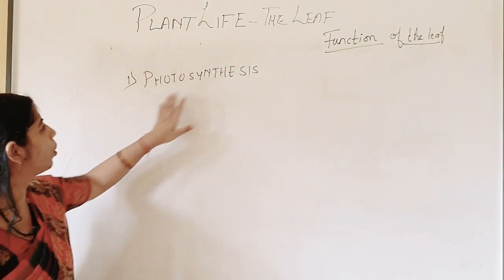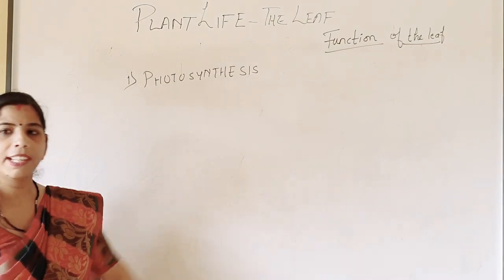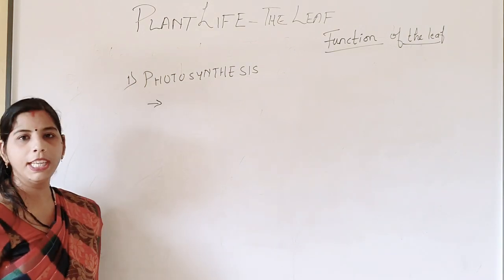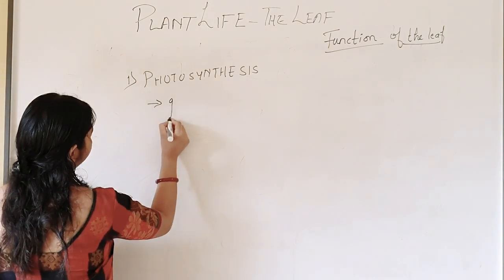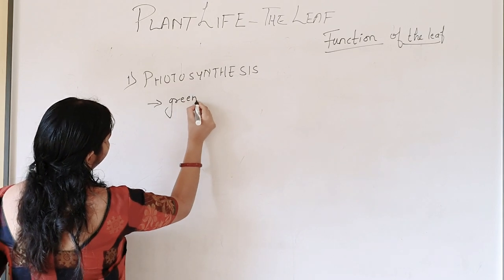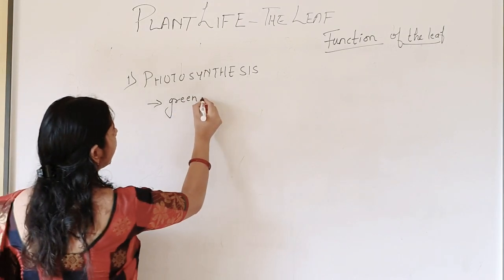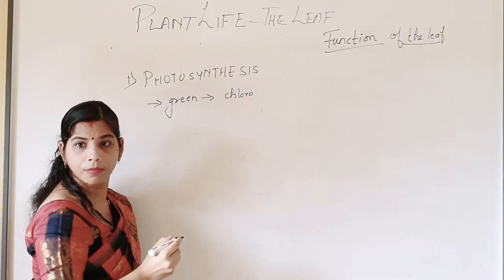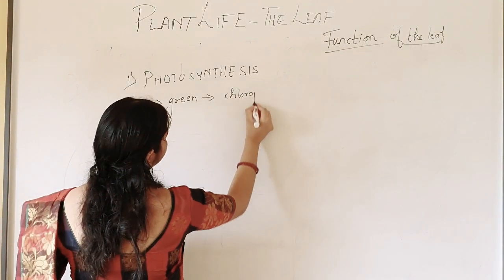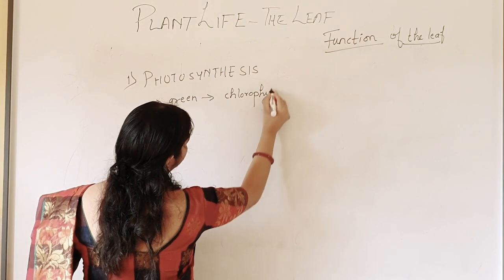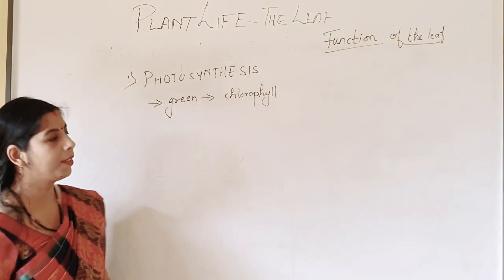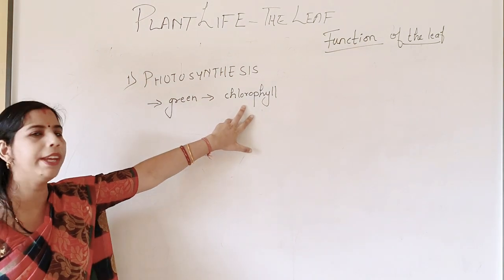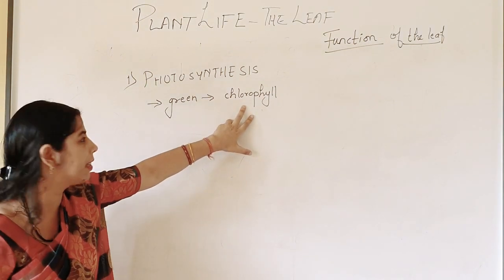It helps in photosynthesis. And why does it help in photosynthesis? Because leaves are green. And why are these leaves green? Because they have chlorophyll. And this chlorophyll pigment provides the green color to the leaves, which helps in photosynthesis.